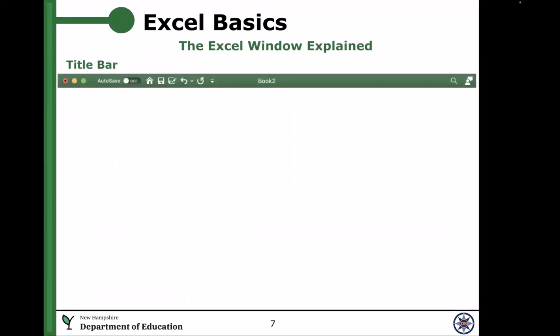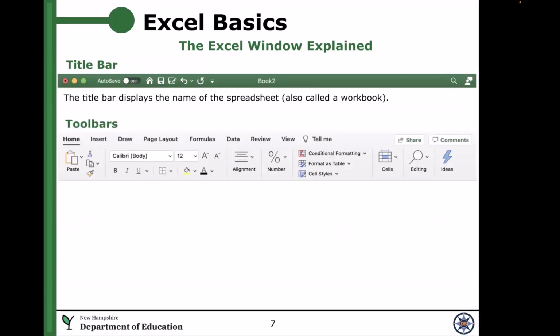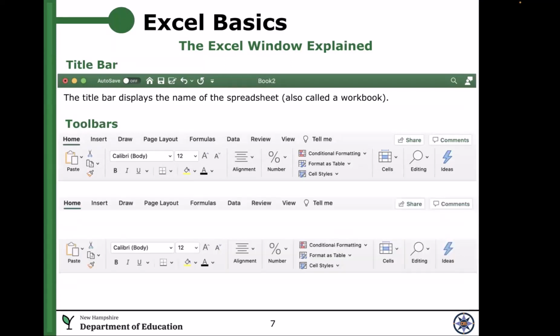So if we look at this, your title bar, obviously, is going to display the name of your spreadsheet or workbook. That's why it's Book Two, Book One, whatever that is. Your toolbar is down on the bottom here. This is where you're able to open things up a little bit. So the menu bar displays menus. This here, like I said, is the one that defaults. This is your Home one.